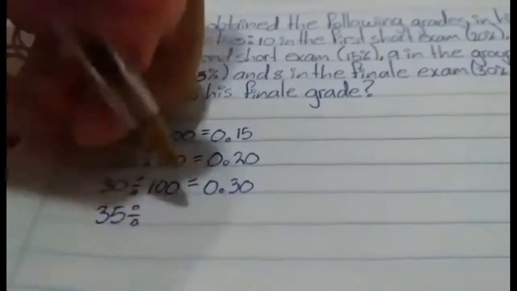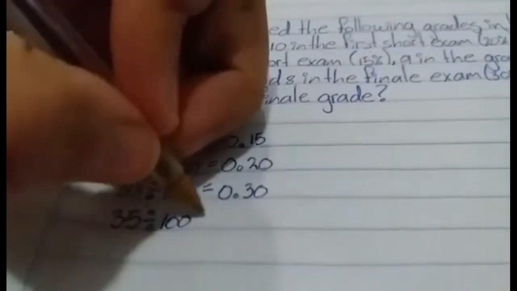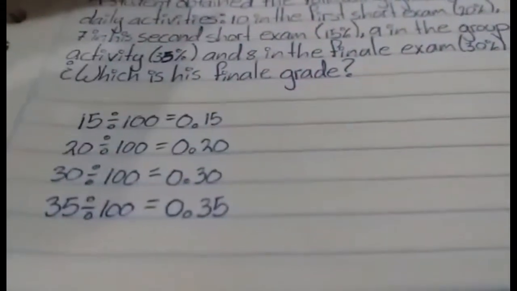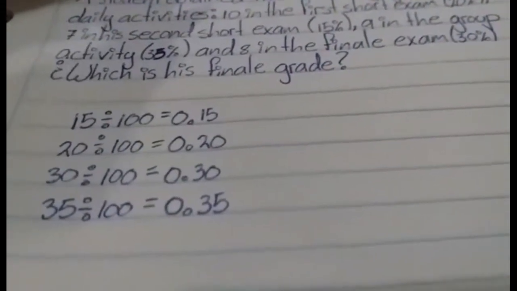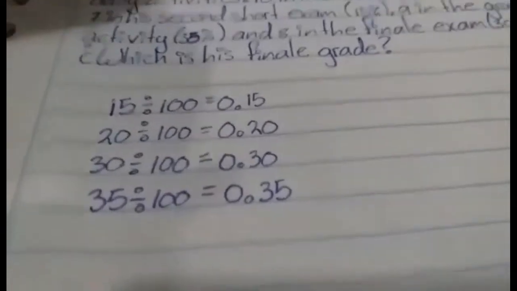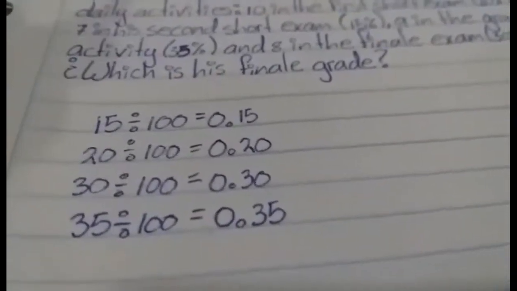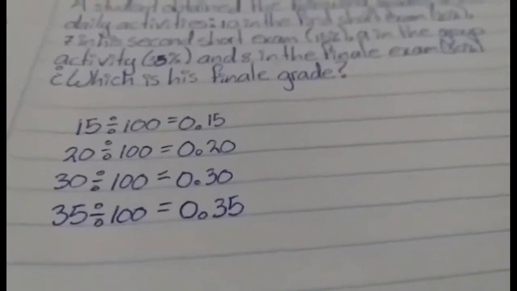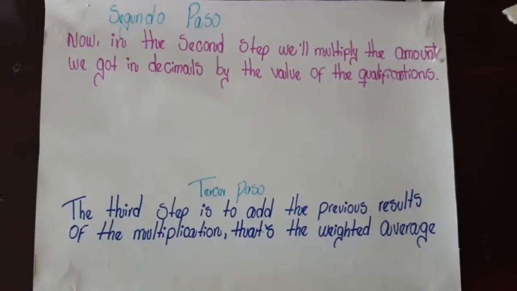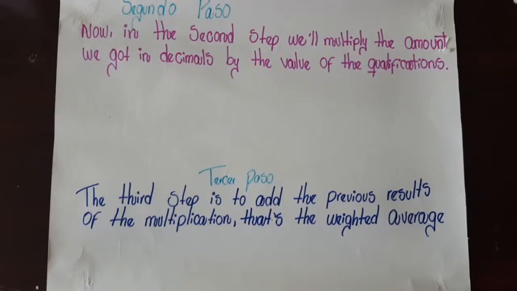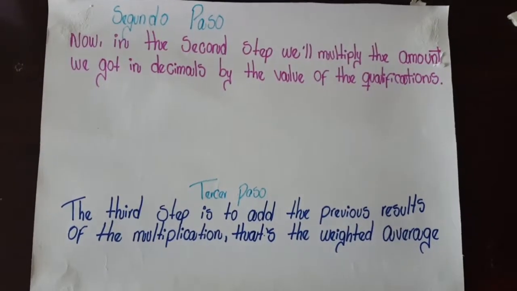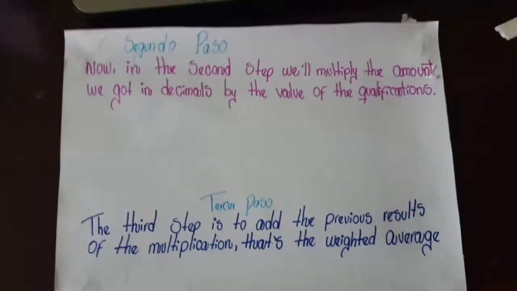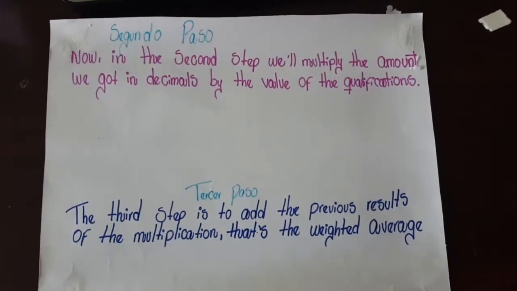35% divided by 100 equals 0.35. And here we have finished the first step in order to answer the question, which is the final grade of this student. Step 2. Now, in the second step, we'll multiply the amounts we got in decimals by the value of the qualifications.